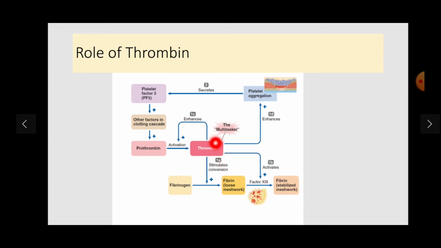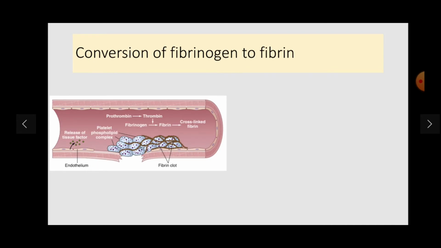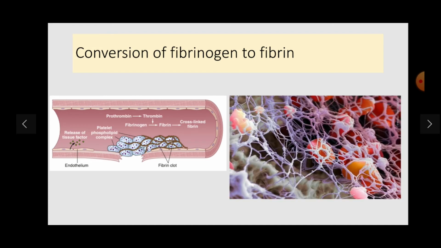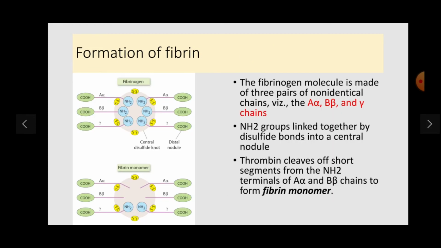Thrombin also promotes more and more formation of thrombin from prothrombin by a positive feedback cascade, and thrombin also increases platelet aggregation. So formation of thrombin leads to conversion of fibrinogen into fibrin, and these fibrin monomers polymerize into fibrin polymer or fibrin meshwork, and this fibrin meshwork is stabilized by fibrin stabilizing factor.